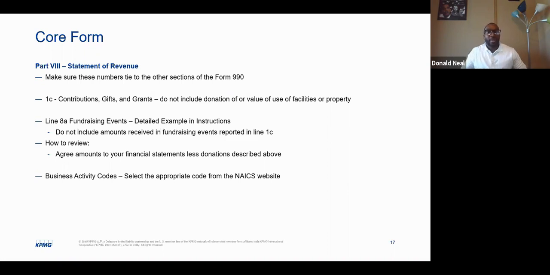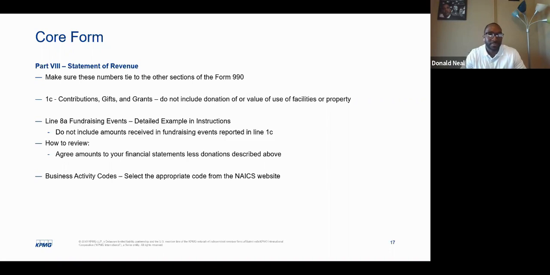And then when you're thinking about your 8A, as you're completing that for fundraising events, you also have a Schedule G that you may have to complete based on the amount of income that you made or gross receipts. I believe the number is over 15,000. So if it is, and you're completing fundraising events on line 8A, you must make sure it also ties back to Schedule G as well. And then we also have the business activity codes. So I kind of went through this section pretty fast, but there are other points on the section.